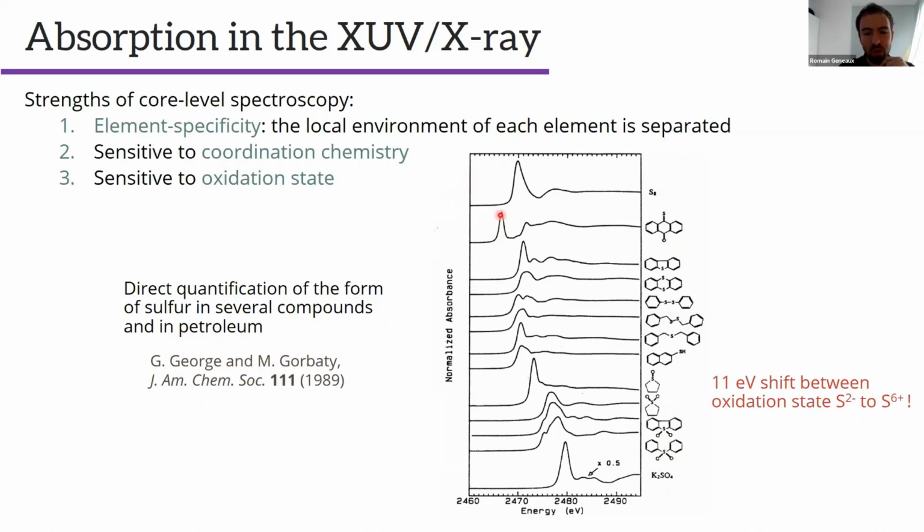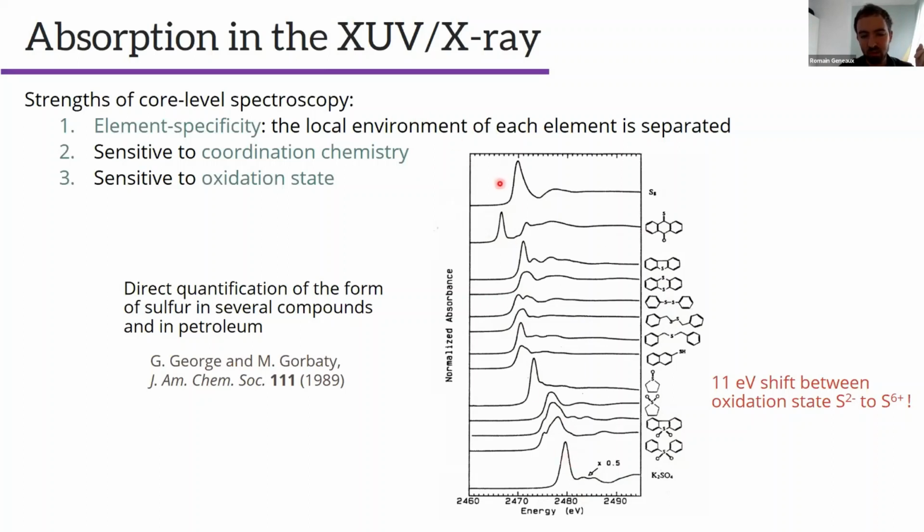And if you start from here, you have S2- in terms of oxidation state. And if you go over there, you have S6+. And so you have a shift of energy of 11 eV between the two. So here you can see that you can actually directly measure the oxidation state of the sulfur. And that's really important when you want to analyze the composition of a liquid or a system.